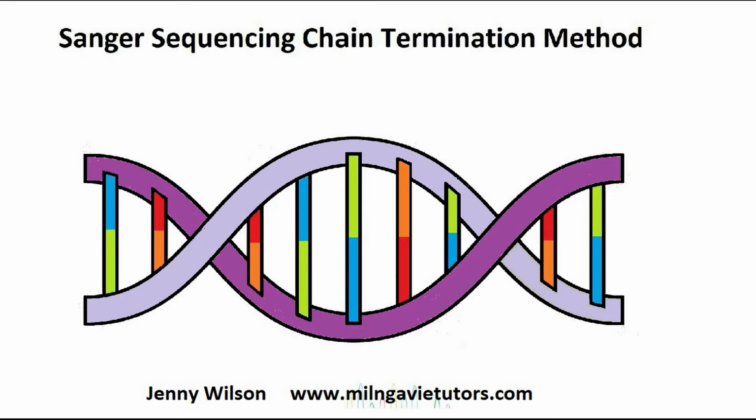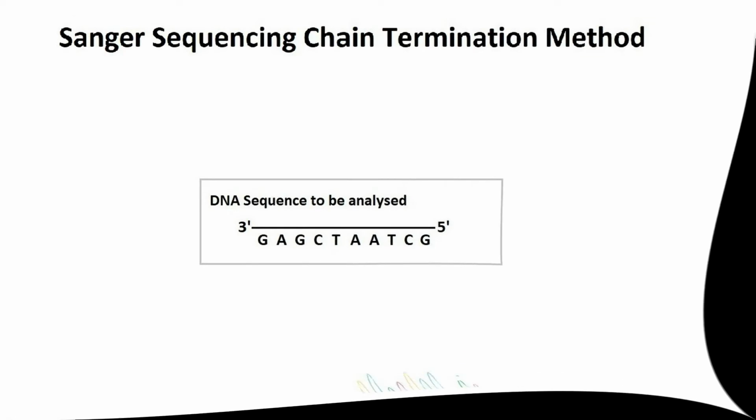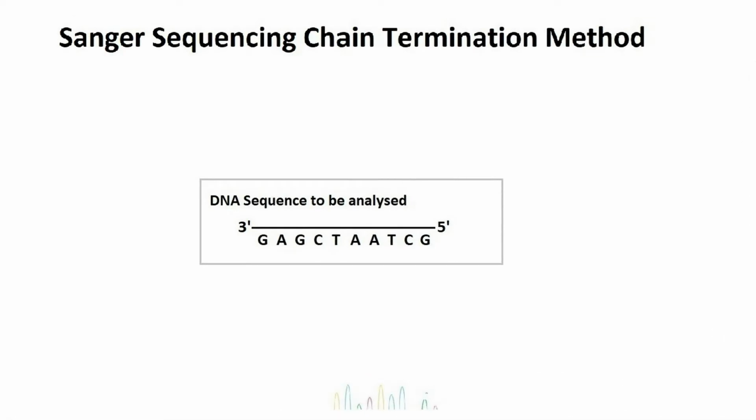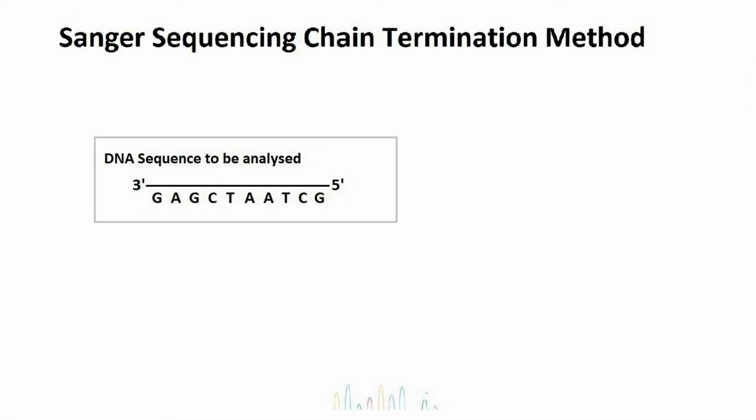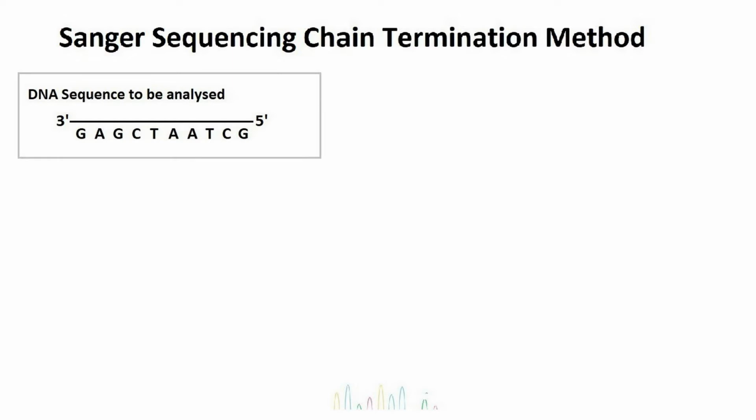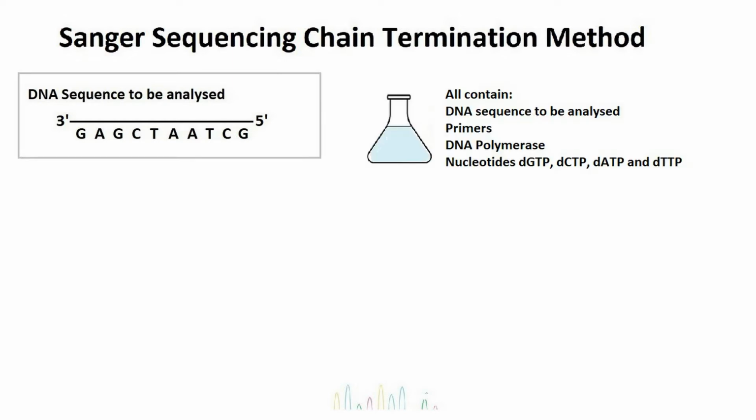Sanger sequencing chain termination method. Here is a DNA sequence to be analysed. It's a single strand of DNA. In our conical flasks, we have the single-stranded DNA to be analysed.